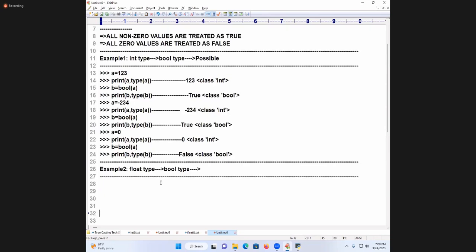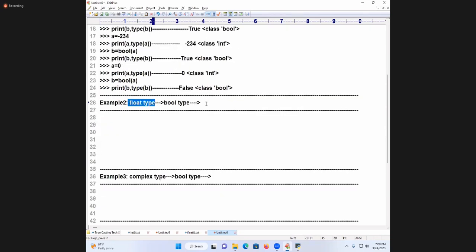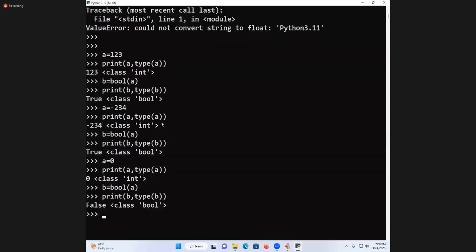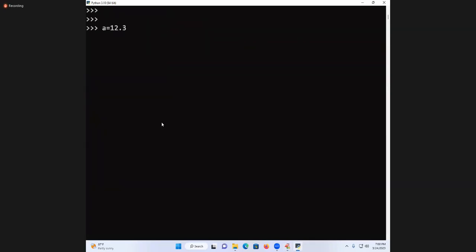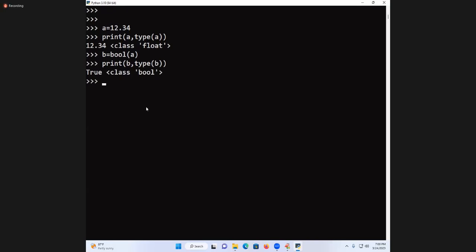Example 2, which type now? Float type to bool type. Take care. Next example: A is equal to 12.34. Bool of A. Possible or not possible? Quickly. Possible. Why possible? Non-zero is called true. Good. True. Now A is equal to 0.00000001.